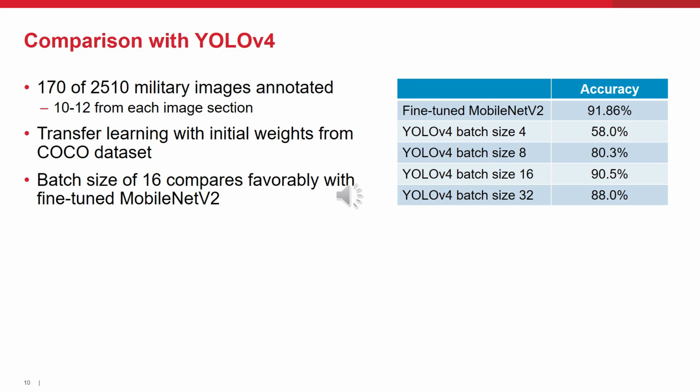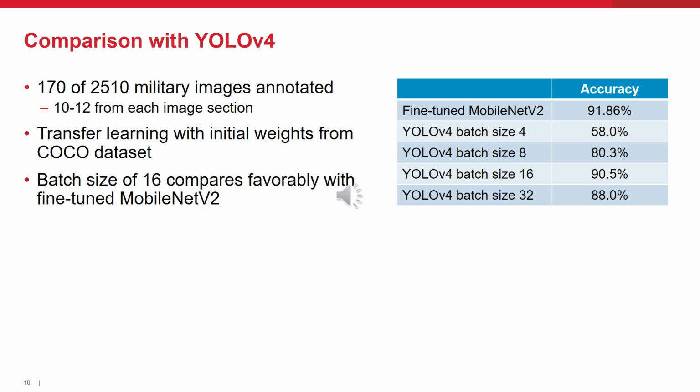As mentioned earlier, the fine-tuned MobileNet V2 model did not do well with regions of interest. Simultaneous classification and object detection is addressed with the YOLO V4 model. In order to add the military target class to the COCO dataset via transfer learning, a small number of military target images were annotated with bounding boxes. As you see in the table, accuracy is quite high, within 1.5% of the fine-tuned MobileNet V2 model.